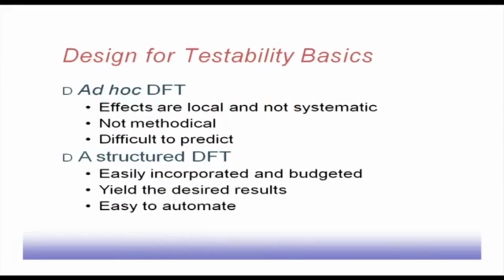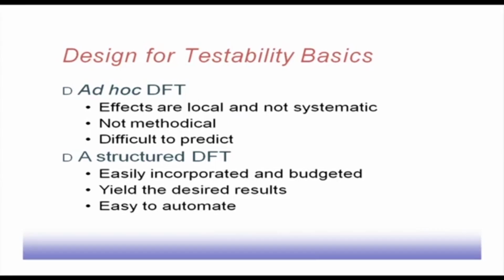Naturally, if all those features are incorporated, then possibly I will be able to reach my desired level of yield, and automating the whole process becomes easy. For example, if I have the scan chain, then I can very easily put the desired values at the scan flip flops. That way, automation becomes easy.